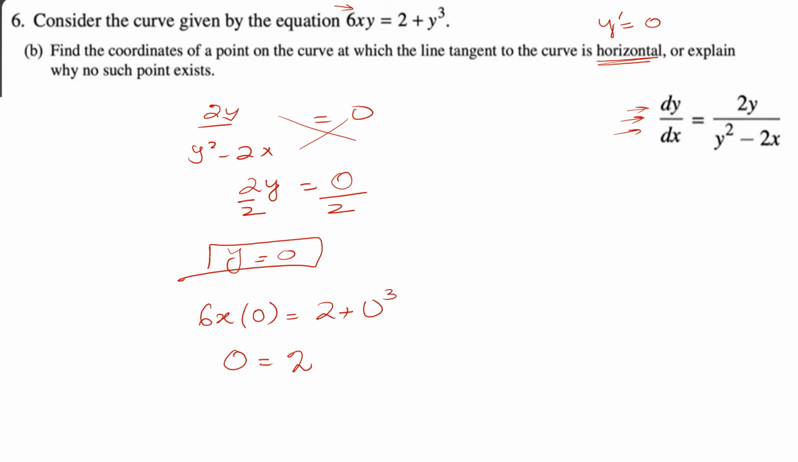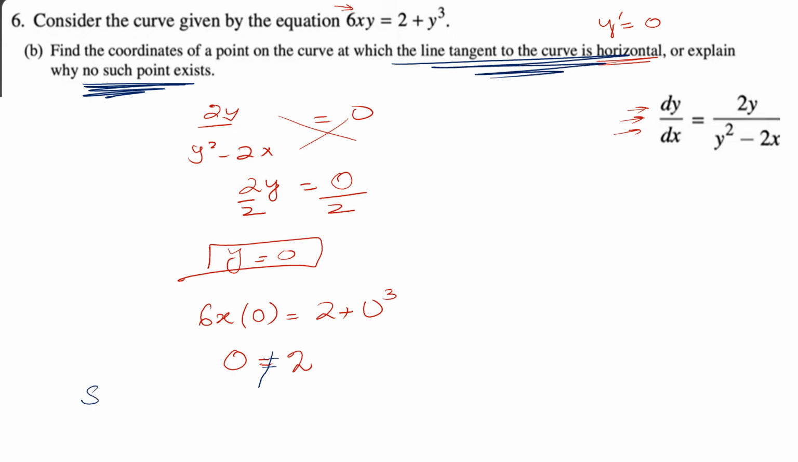Now, can you just say that 0 equals 2? No, 0 cannot be equal to 2. If the left hand side and the right hand side are not equal to each other, it means that there is no such point where the line tangent to the curve is horizontal.